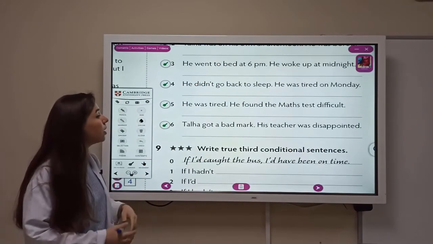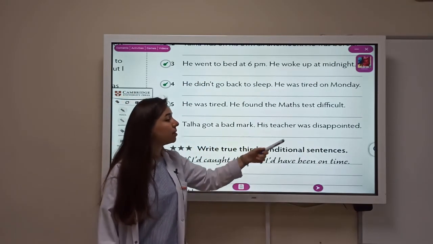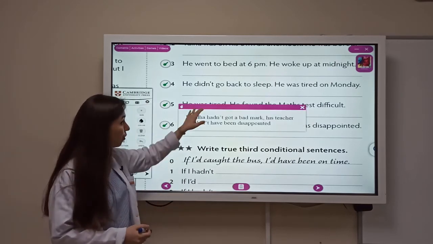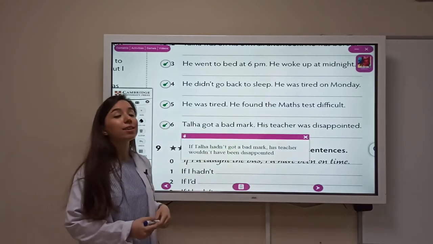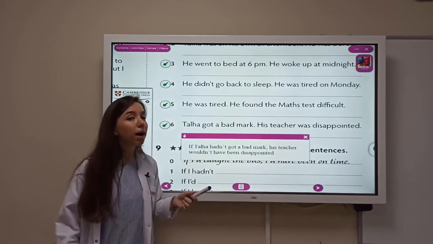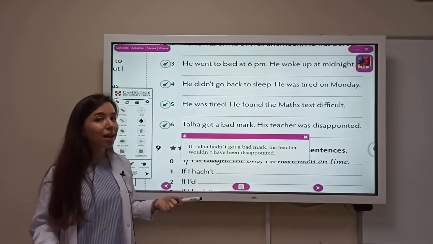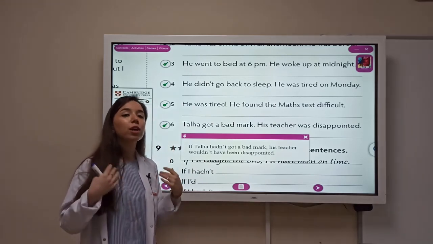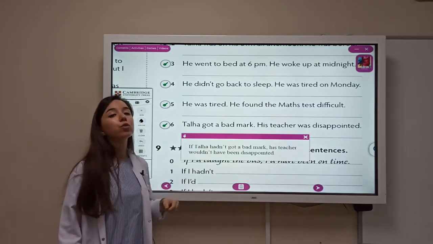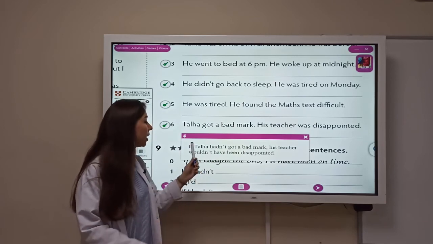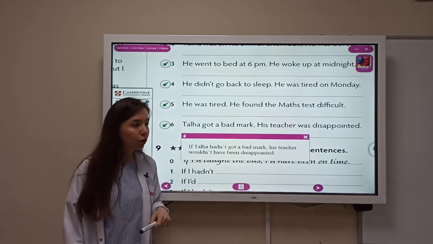And the last one, Talha got a bad mark. His teacher was disappointed. Got a bad mark. So if Talha hadn't got a bad mark, his teacher wouldn't have been disappointed. But his teacher was disappointed. So something happened. But when we want to change it to third conditional as something unreal, you should write it like this. So if Talha hadn't got a bad mark, his teacher wouldn't have been disappointed.